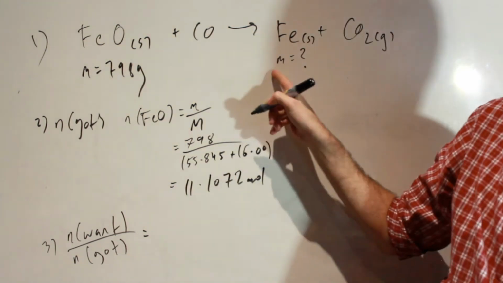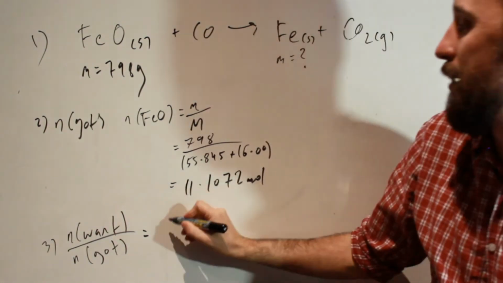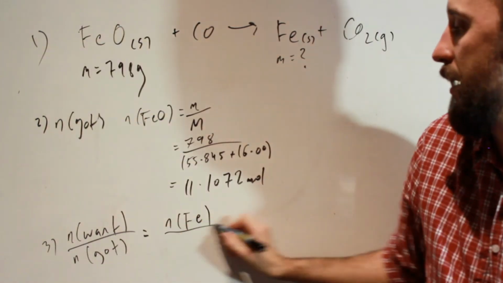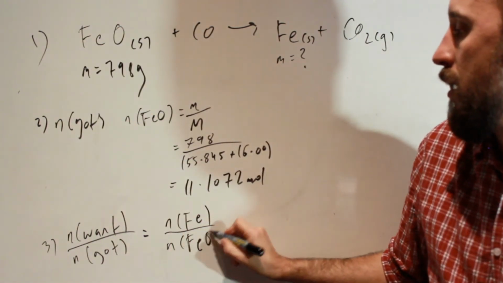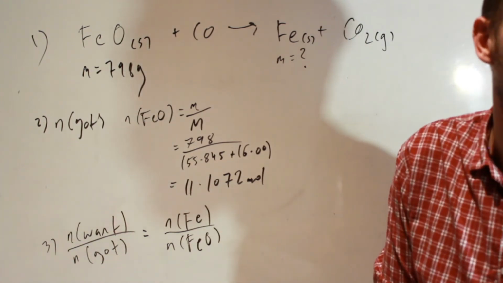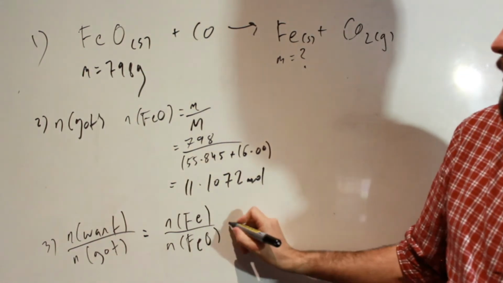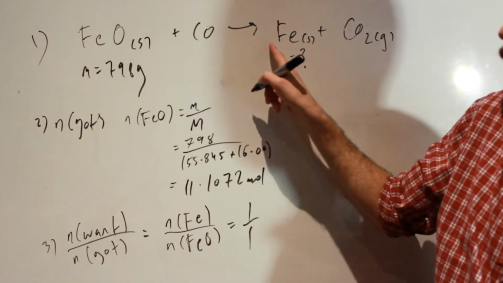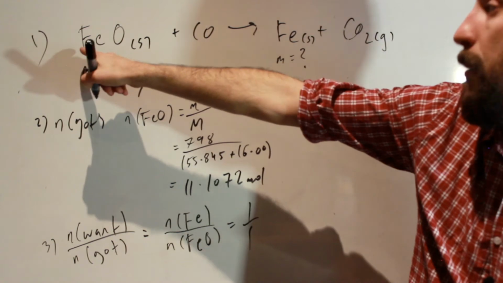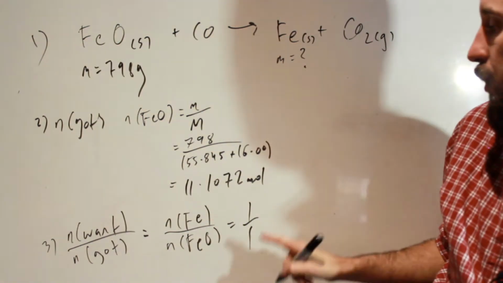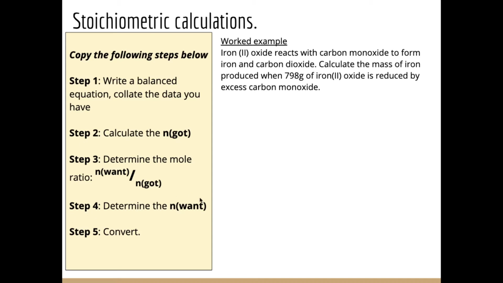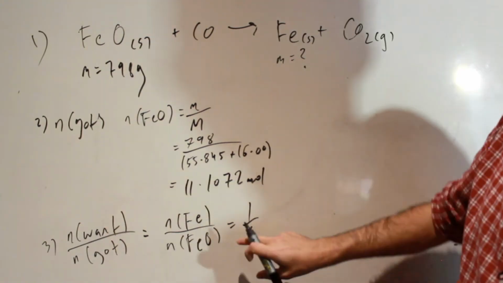What we want is what the question is asking us. We want the number of moles of iron. What we got is the number of moles of iron oxide. And we can use the stoichiometry to get that as a ratio, because for every one of these, we have one of these. So for every mole of that, we need a mole of this. So the mole ratio is 1 to 1. From there, we can determine the number of moles of what we want because we've got that ratio down here.